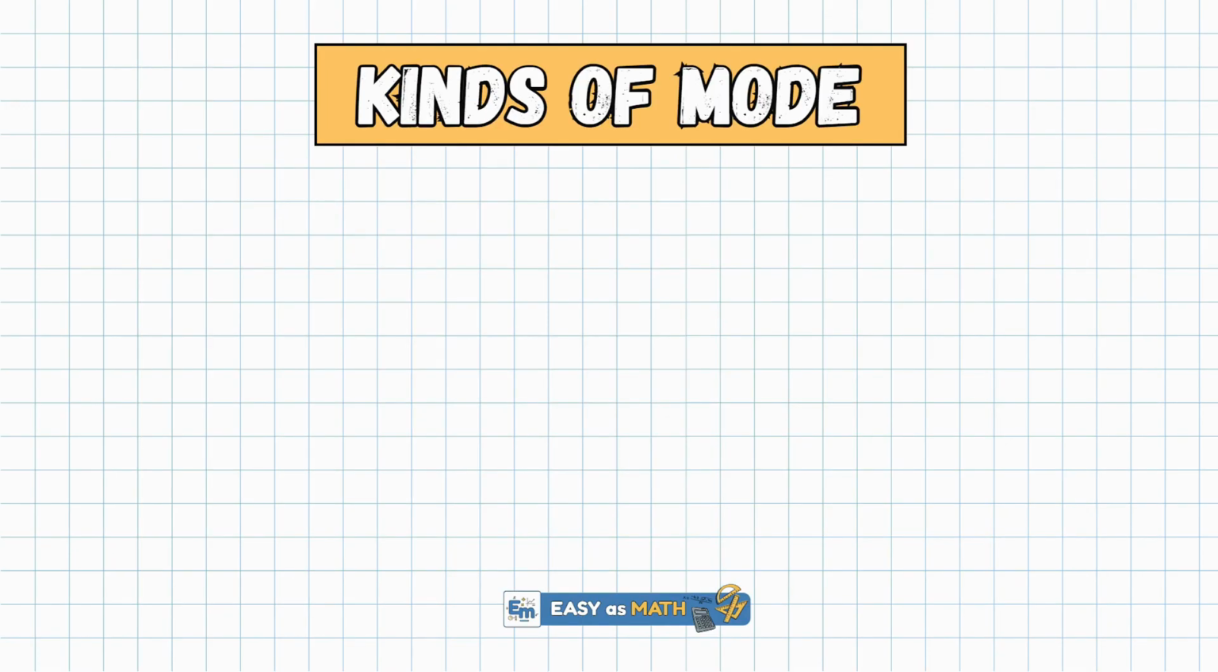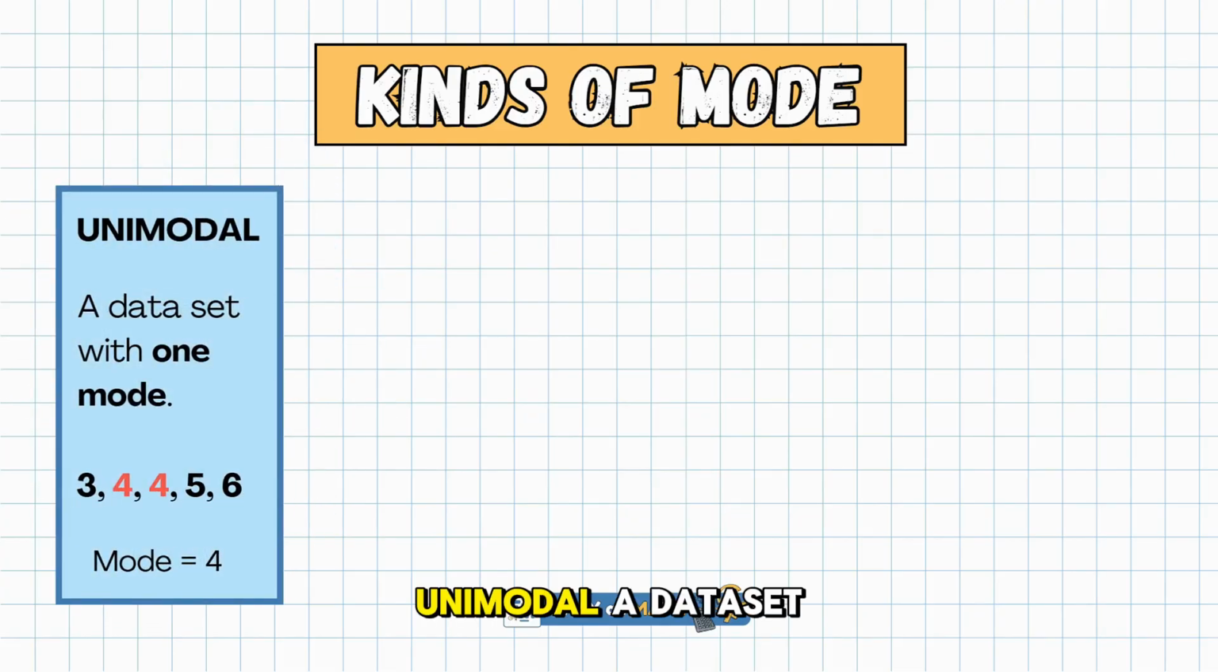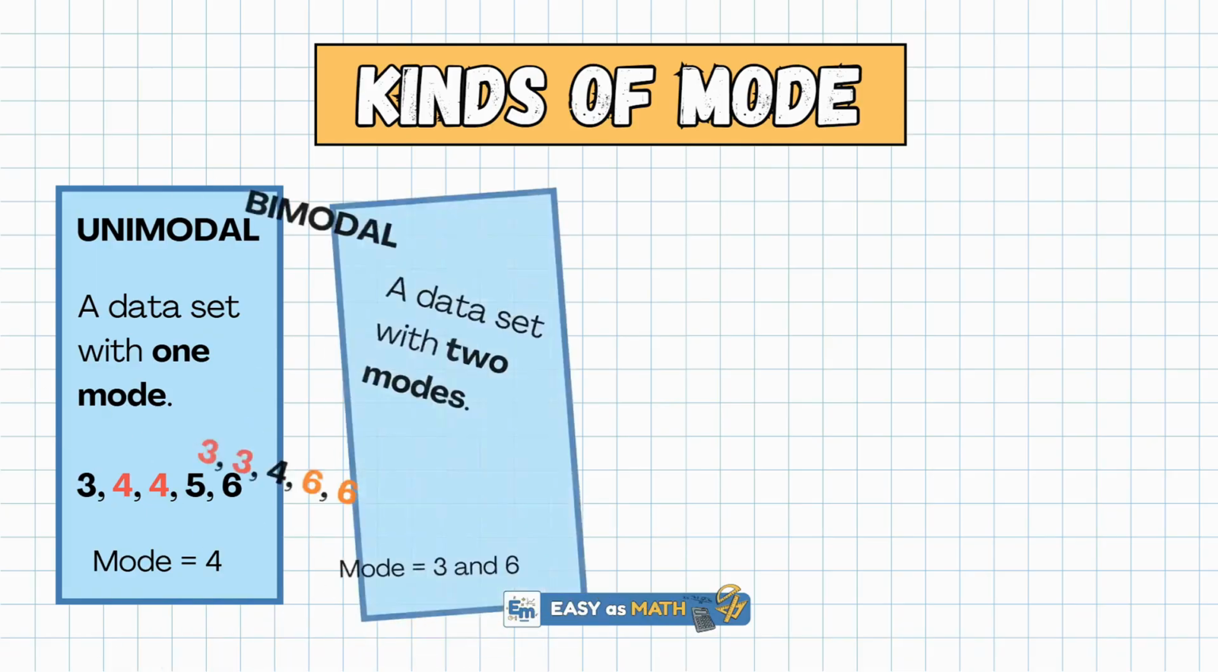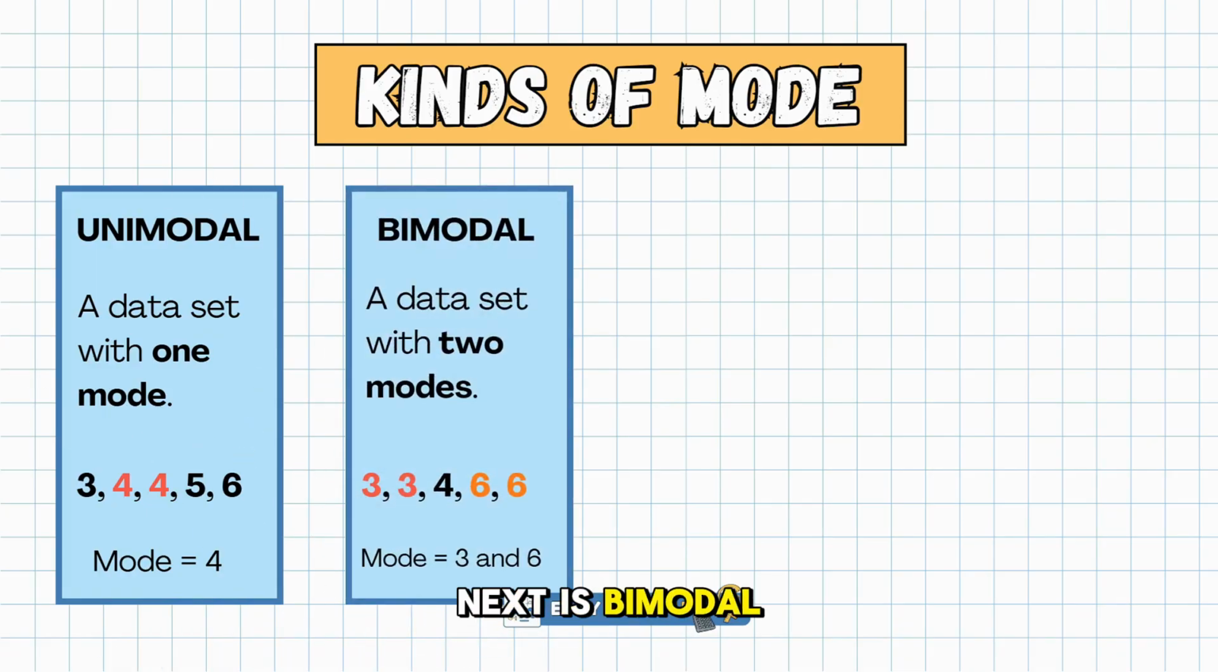There are 4 kinds of mode. Unimodal, a data set with one mode, 3, 4, 4, 5, 6. Since only number 4 repeats most often, the mode is simply 4. Next is bimodal. A data set with 2 modes is called bimodal. Example, 3, 3, 4, 6, 6. The modes are 3 and 6 because they both appear twice in the data values.